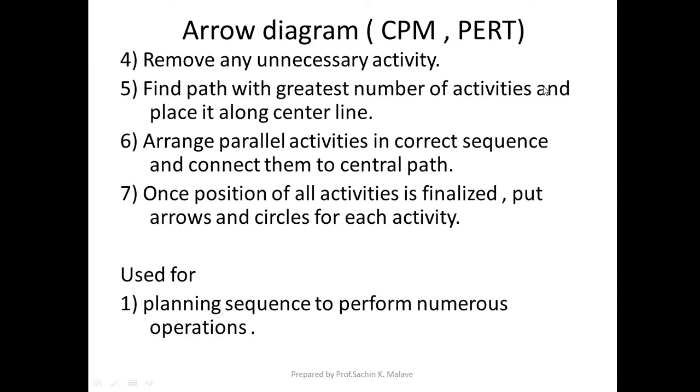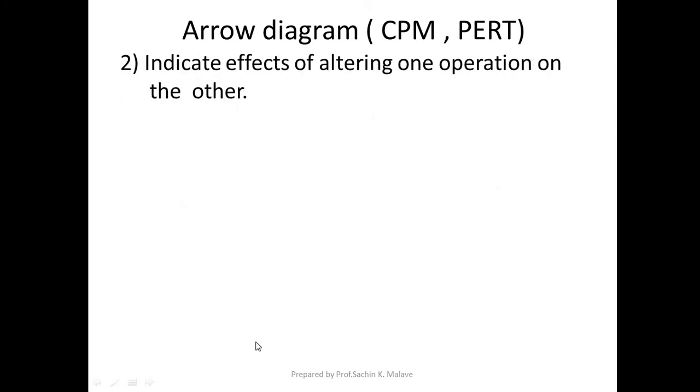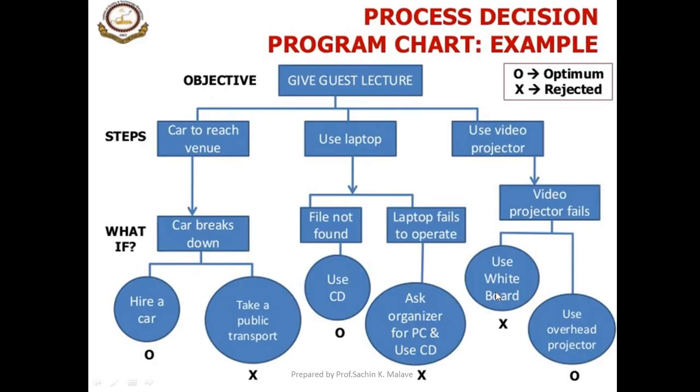It is used for planning the sequence to perform numerous operations. So it is basically used for planning. It can also be used to indicate the effect of altering one operation on the other. It is used to find out what will happen if one operation is altered with respect to another. That can be studied using the arrow diagram.